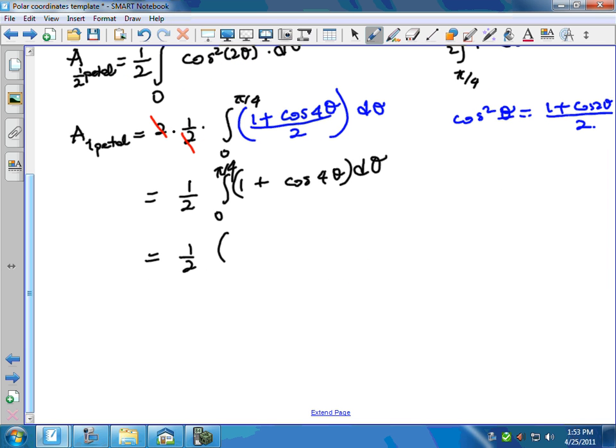Okay, integral of 1 is theta. What about integral of cosine 4 theta? Sine of 4 theta divided by 4. We're going from 0 to pi over 4. And what do we get?